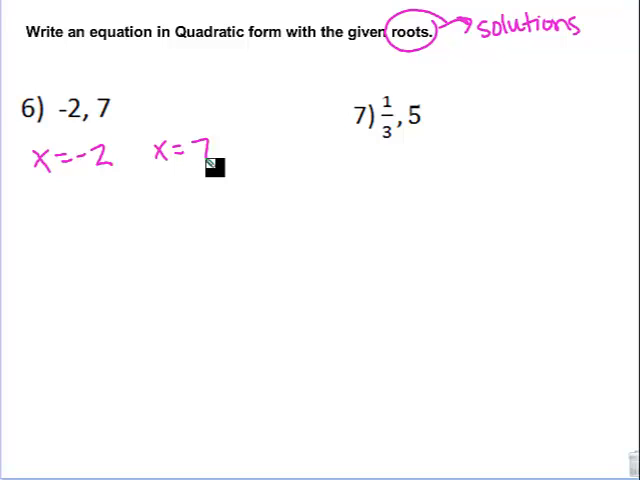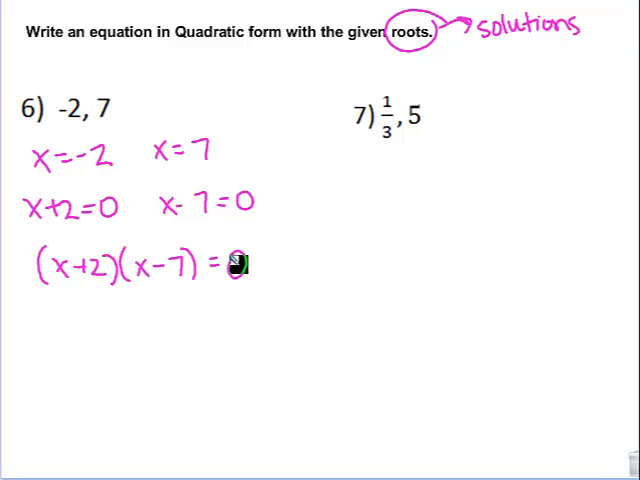So x equals -2. To make this one equal to 0, I would add my 2 over. So I'd say x plus 2 is equal to 0. For x equals 7, to get this equation equal to 0, I would subtract my 7. So x minus 7 is equal to 0. Now since these are both individually equal to 0, if I multiply them together, they should still equal 0. So x plus 2 times x minus 7 equals 0. And now I just have to FOIL this out or distribute it.